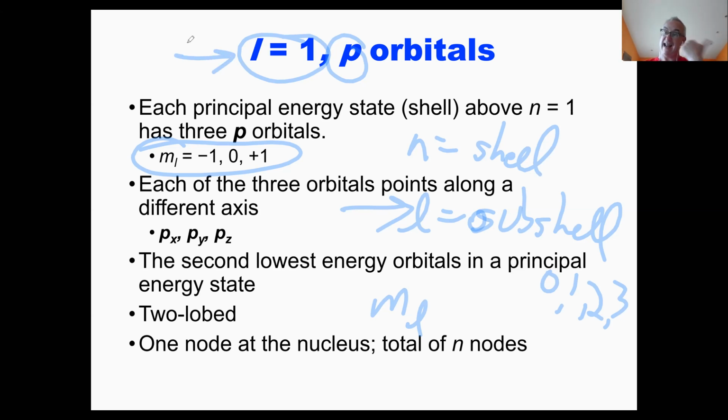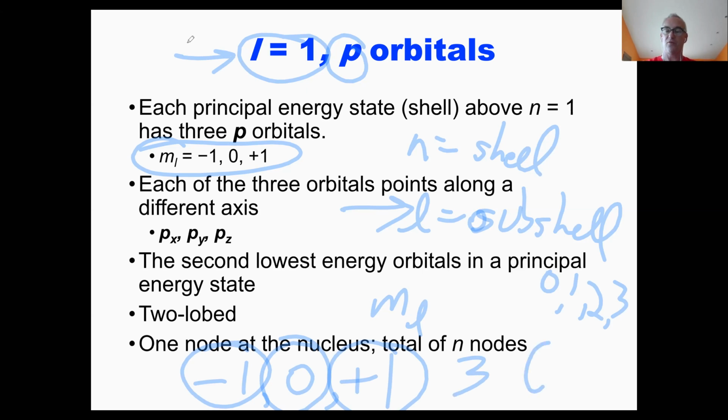We go from negative L to positive L. So we start at negative L. So L is equal to 1. So negative L is minus 1. Next would be 0. And then the biggest number can be plus 1. These actually are physical places where we can put electrons. This is one place. This is another place. This is the third place. There's 3 of them. And so there's room for 6 electrons. Okay.